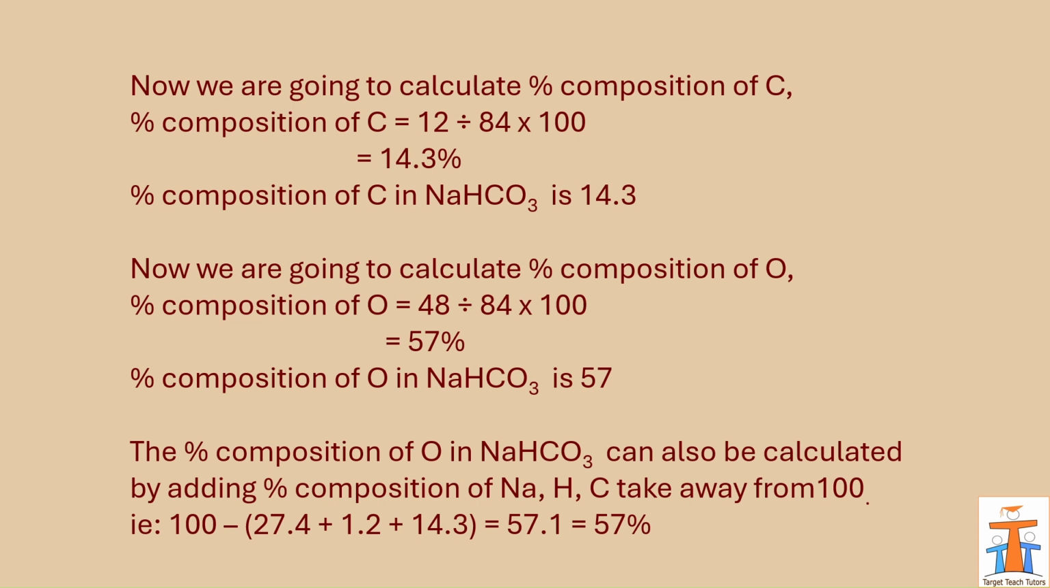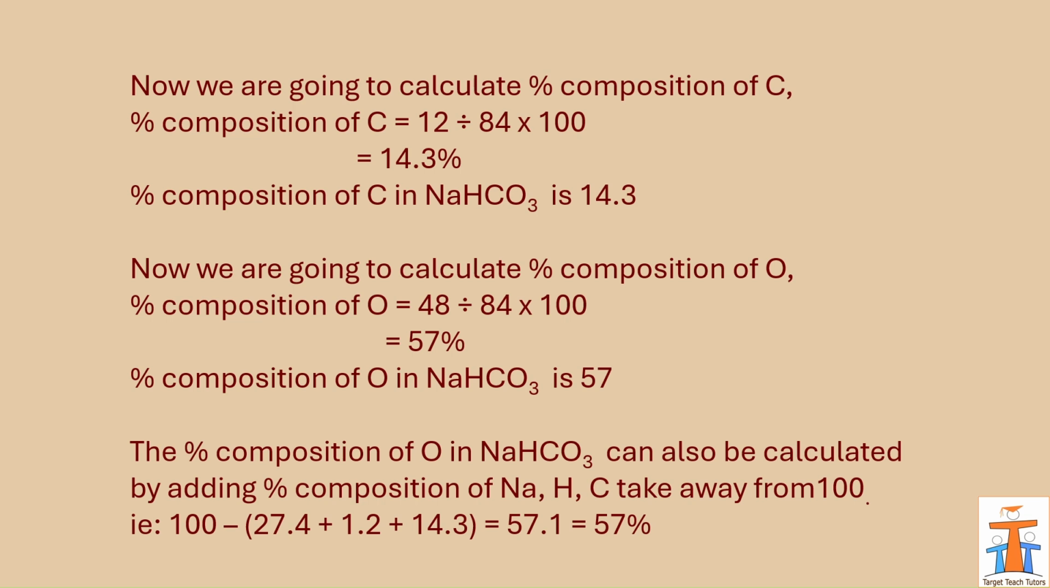Now we are going to calculate percentage composition of oxygen. Percentage composition of oxygen is equal to 48 divided by 84 times 100 is equal to 57%. Therefore, percentage composition of oxygen in sodium hydrogen carbonate is 57.